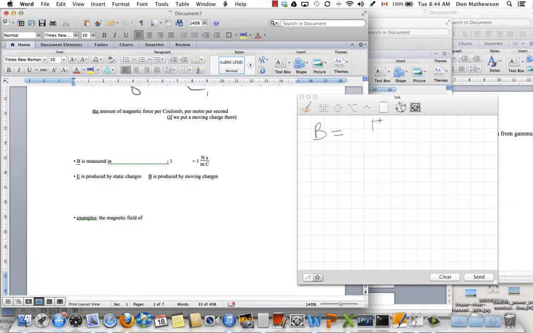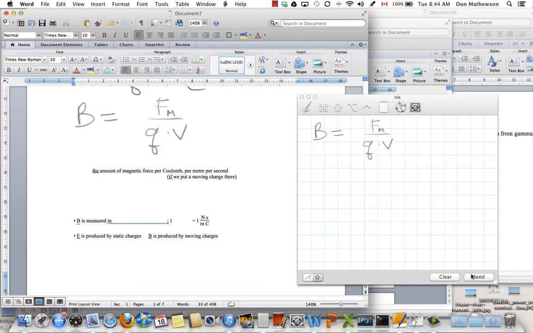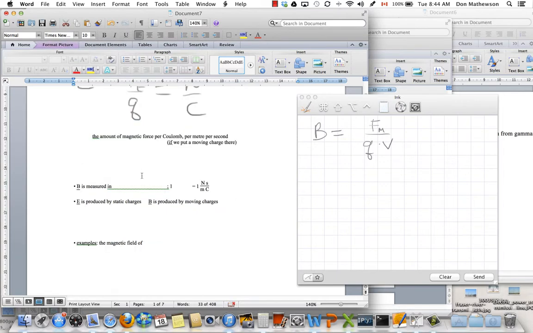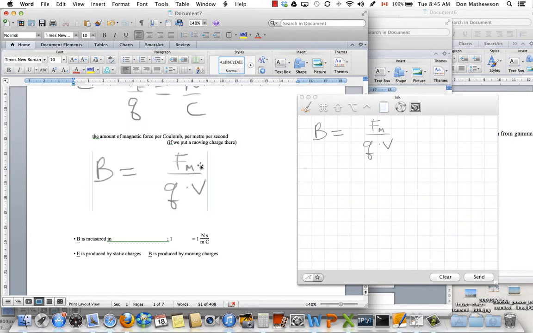And that's a ratio of magnetic force to a charge, but also a velocity, since in order to experience a magnetic force, you have to be moving. So unit-wise, what have we got? We've got force units, so that's going to be newtons. Then we've got charge units, which is coulombs, and velocity units, which is meters per second.